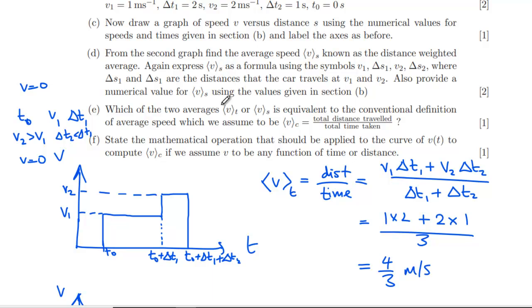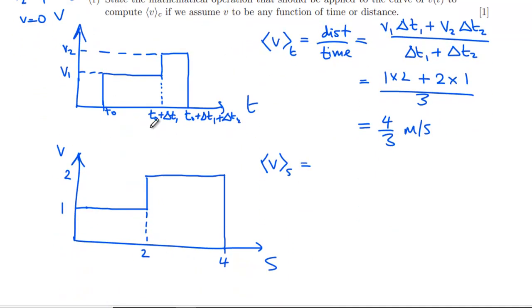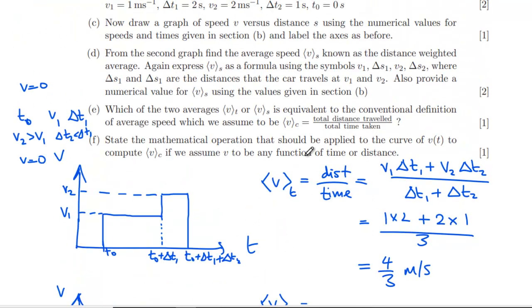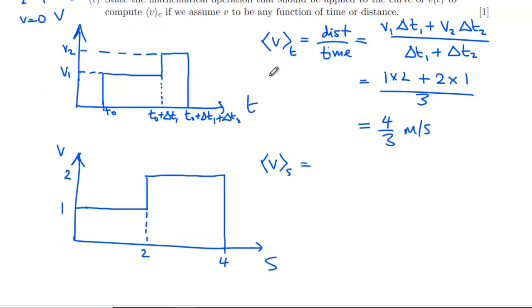No, that's fine. From the second graph, find the average speed Vs, known as a distance weighted average. Again, express all of those sort of things. Right, so our distance weighted average is going to be the area of that thing, which is going to be equal to, oh, except are we doing this with numbers? We are actually writing out a formula again. All this scrolling up and down. So yeah, we do it as a formula and then give a numerical value.